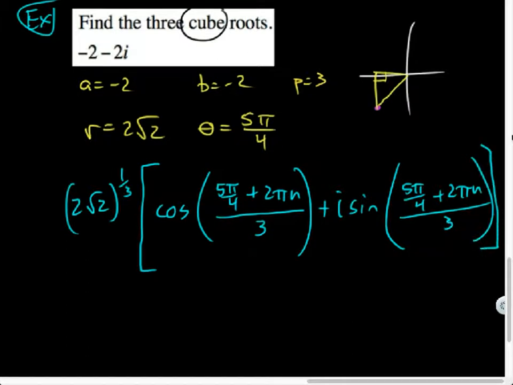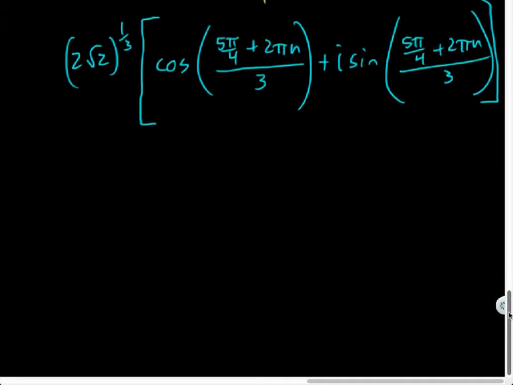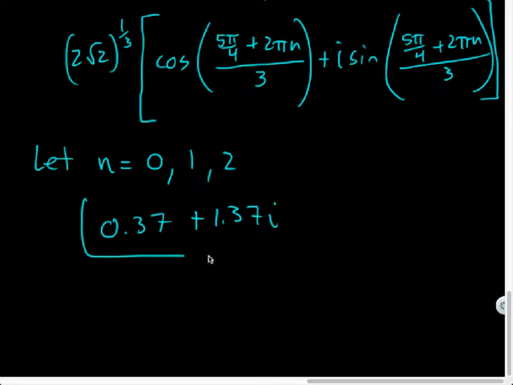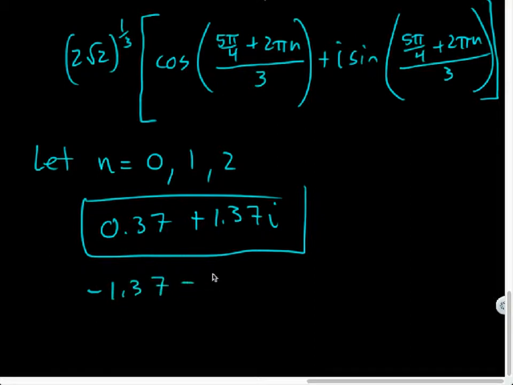And what I would do is I would now evaluate this 3 separate times in which I let n equal 0, 1, and 2. And I would evaluate those 3 separate times. And in fact, if you're wondering, I could let you know. One of these is 0.37 plus 1.37i when n is 0. Then the other one is negative 1.37 minus 0.37i.